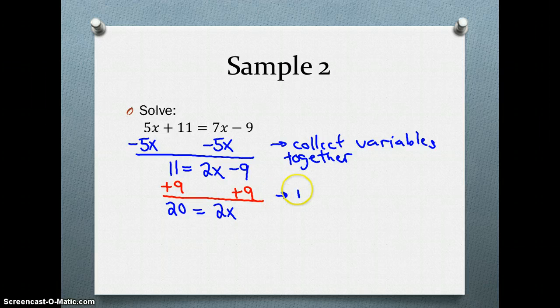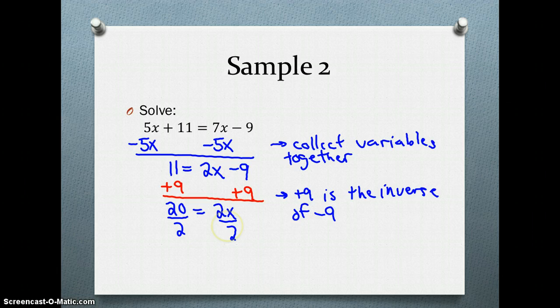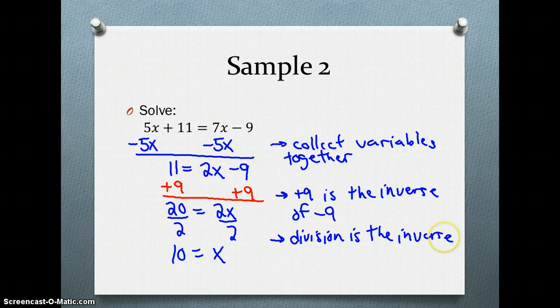This is plus 9, the inverse of minus 9. And our last step is to divide both sides by 2. I get 10 is equal to x. And again, division is the inverse of multiplication. And a lot of times that's going to be our last step.